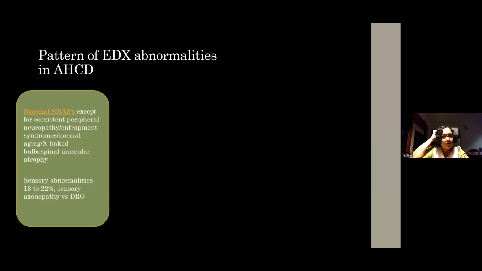So what are the patterns of EDX abnormalities in anterior horn cell disorders? Now, sensory nerve potentials by definition should be normal. Sensory nerve action potentials should be normal, unless there is a coexistent peripheral neuropathy or some entrapment syndrome, or in elderly people, sensory responses might be slightly reduced in the legs, or in Kennedy's disease, for example. There is some suggestion that there could be some unrelated sensory abnormalities also in motor neuron disease, but that's just early days.